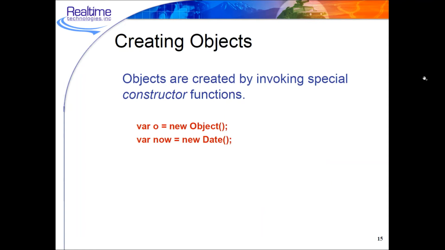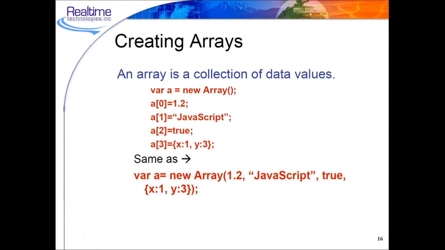To create an object, you have to use a constructor. So we use this: var o is a new object, or var now is a new date. These constructor functions allow you to create the object and then also add any properties to the object as well.